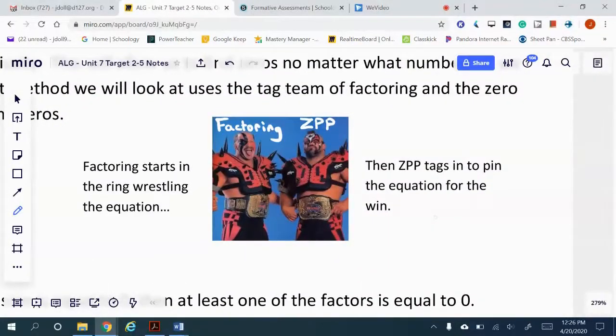And these are the Road Warriors here. They were a famous tag team, WWF tag team, way back in the day in the 80s and 90s, right?